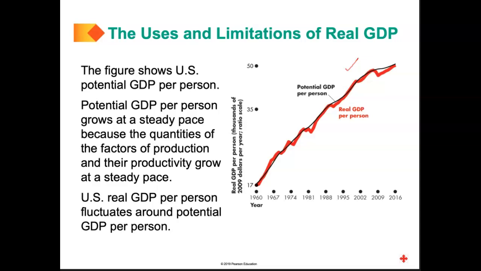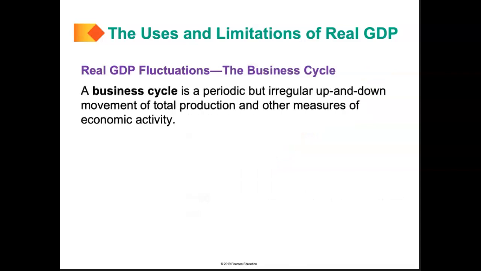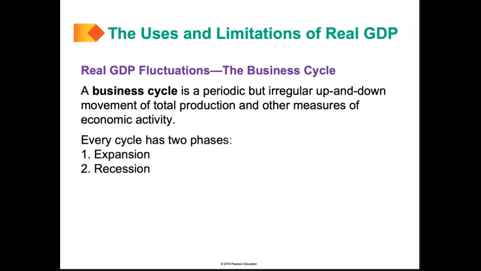That brings us to our next point, which is real GDP fluctuations and the business cycle. The business cycle looks at fluctuations of real GDP over time. Using the textbook definition, it is the irregular up and down movement of total production and other measures of economic activity. So we're just looking at the changes in real GDP over time. Generally every cycle has two phases.